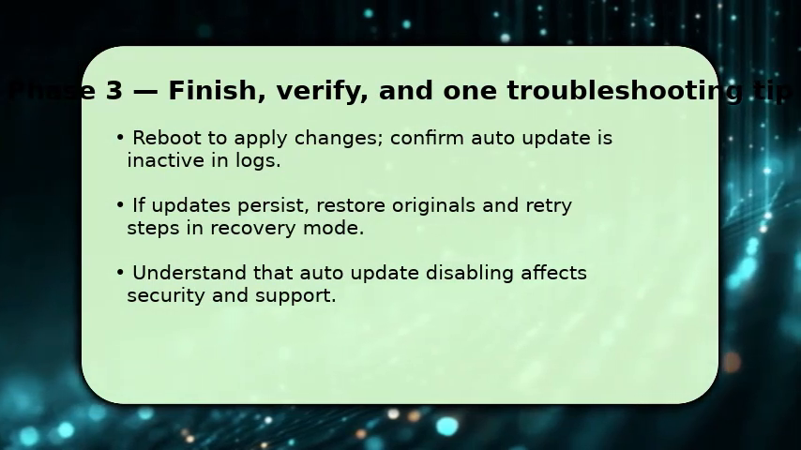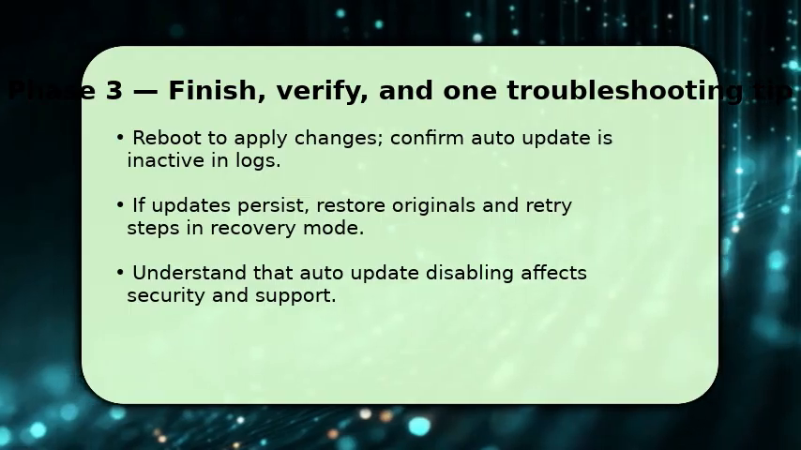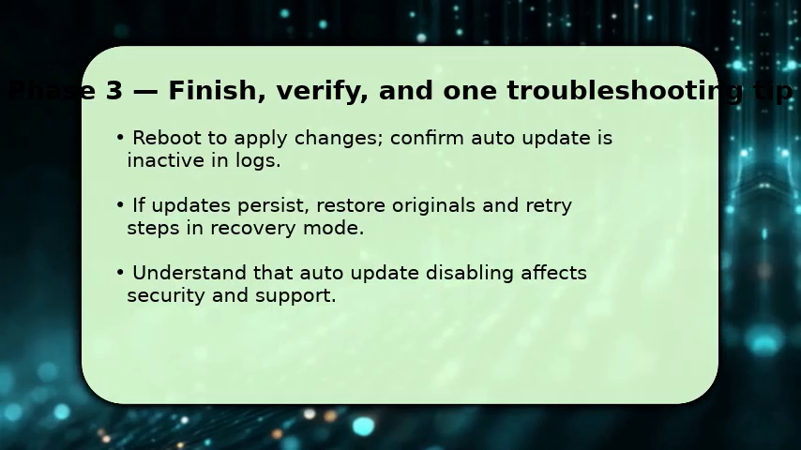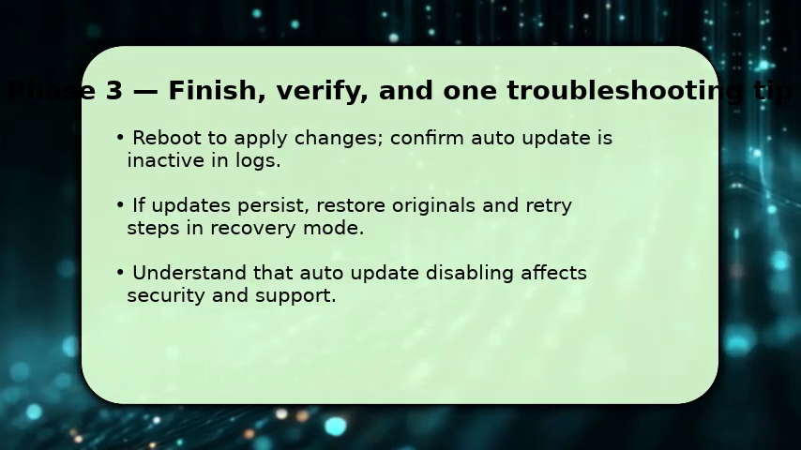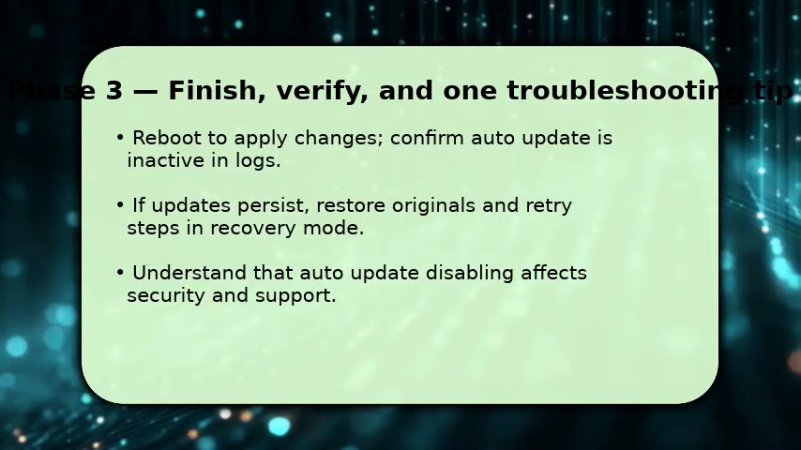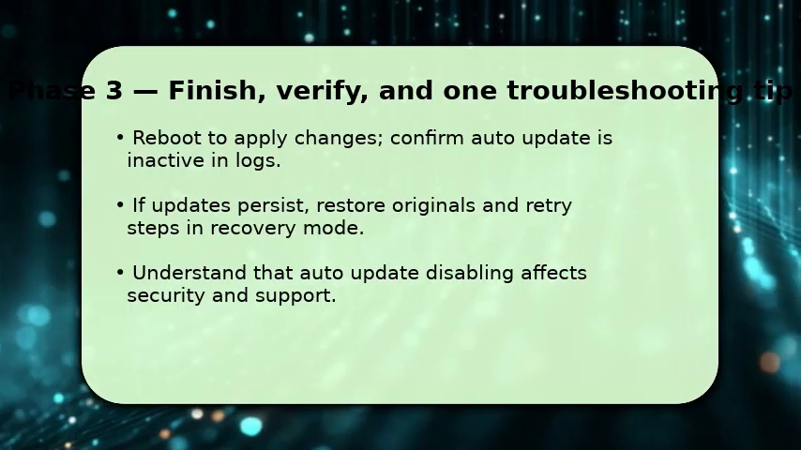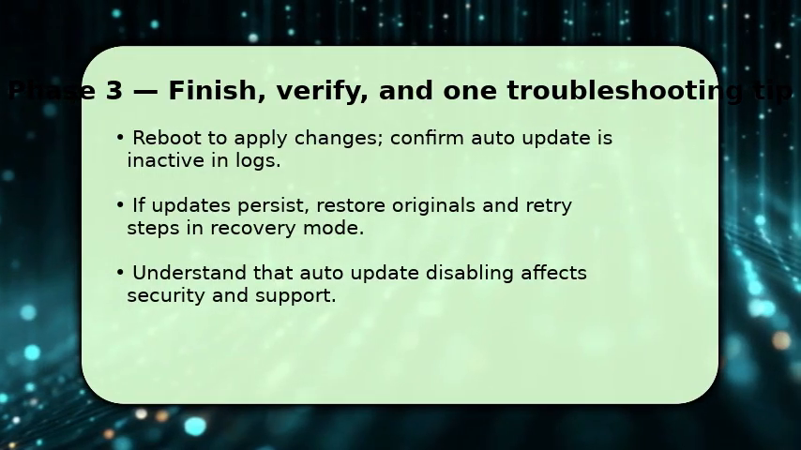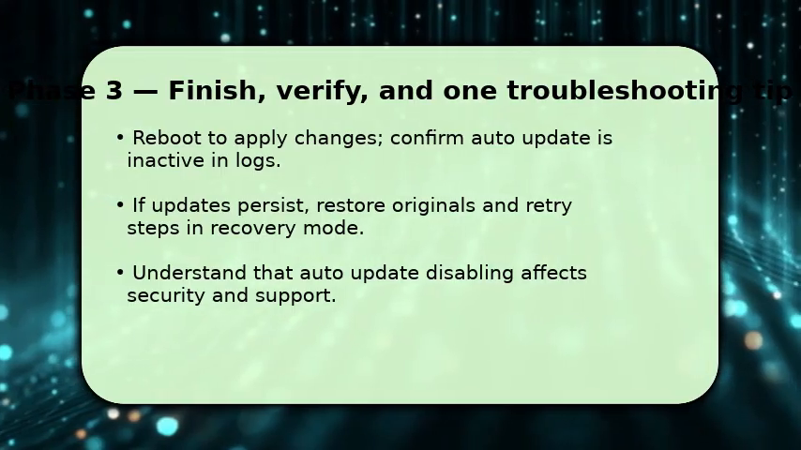Use journalctl or /var/log for update engine entries to confirm auto-update is inactive. If Chrome OS still updates, make sure your changed files saved correctly, and if necessary, restore originals from backup and repeat the shell edits while in developer mode. If edits fail, enter recovery to restore the OS and try again carefully.